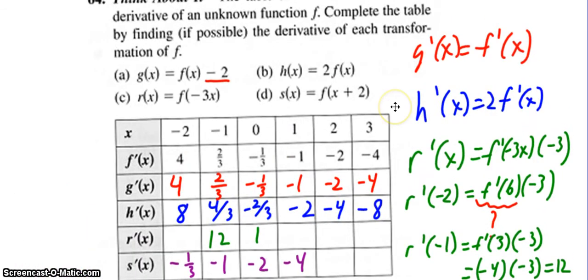But again, that's how we want to understand this. I don't know what f of x is, but I know the derivative is f prime of x. I know the derivative of f of x minus 2 is just f prime of x. I know the derivative of 2 times f of x is just 2 times f prime of x. That's just our constant rule that we learned at the very beginning. If we have a constant times a function, you can just leave the constant in front and take the derivative of the function. Alright, quiz coming up soon.